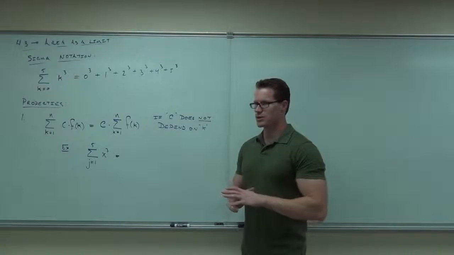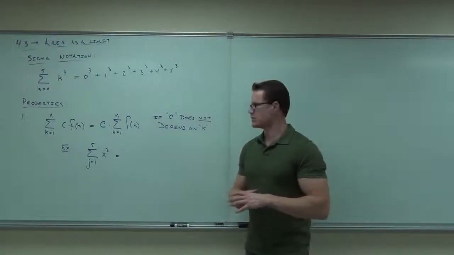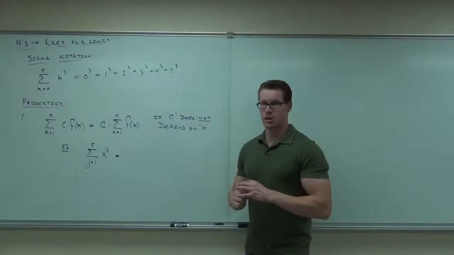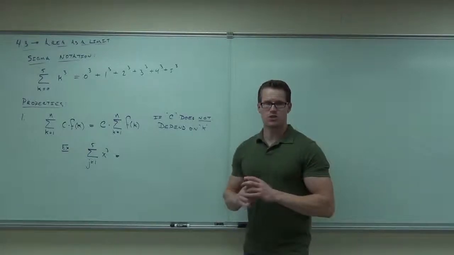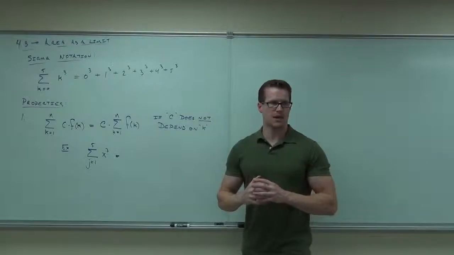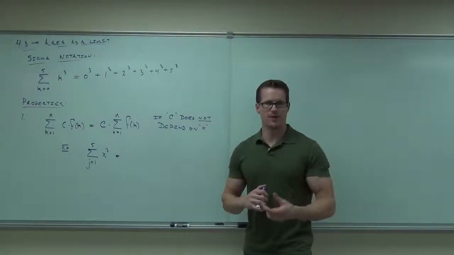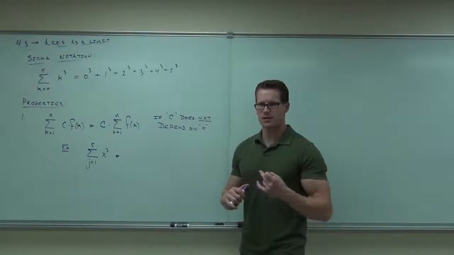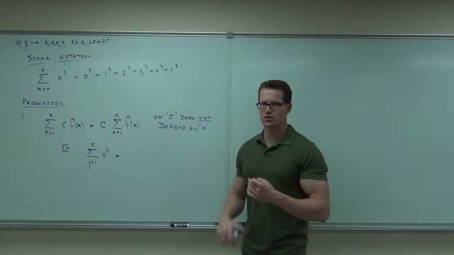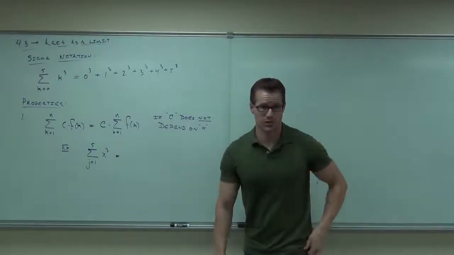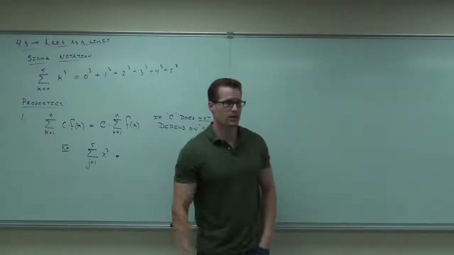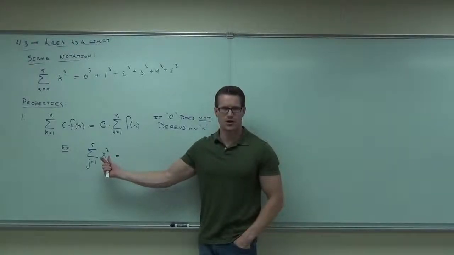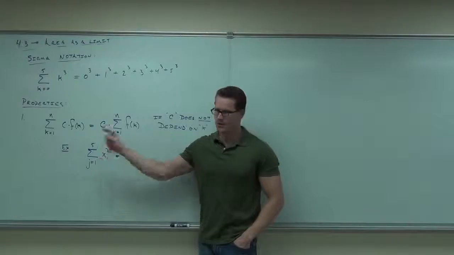What's your index here? Your index should be the letter that starts at 1 and goes to 5. J is your index here. So the function should be in terms of j. Anything depending on j cannot be moved outside. Anything not depending on j is like a constant in this context. What's the function inside? x to the third, right? Is that a j? Nope. It has nothing to do with j.